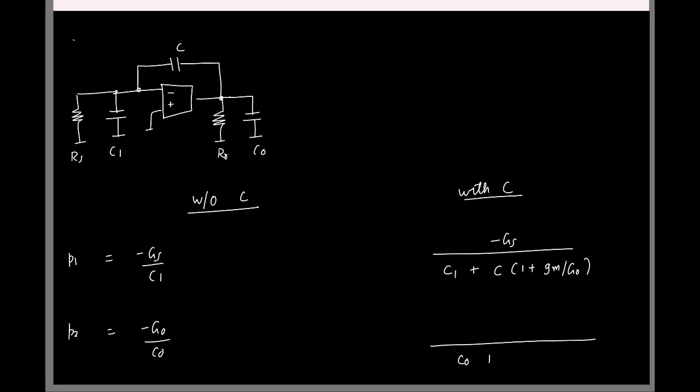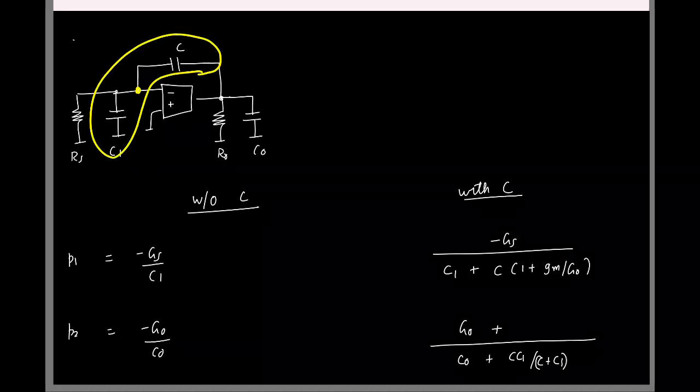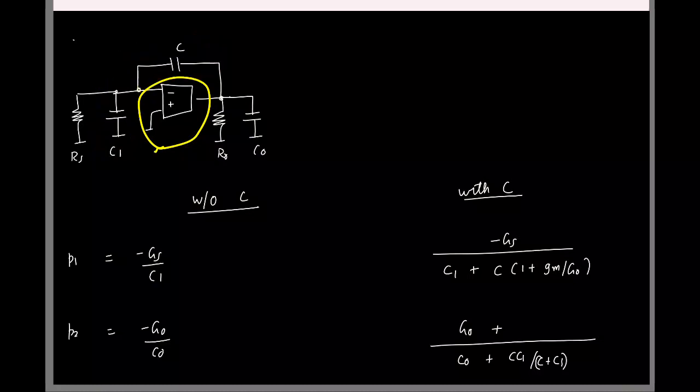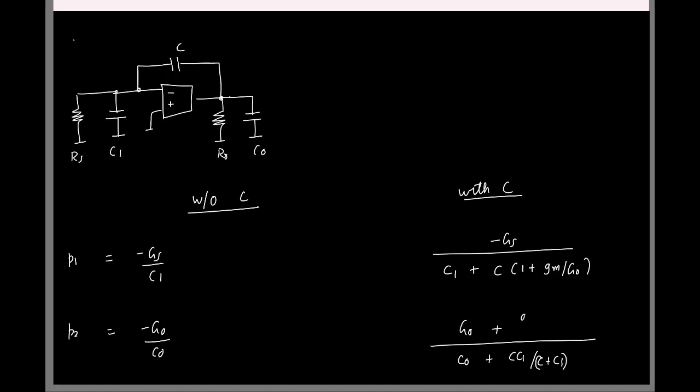So you have C0 plus C1 by C plus C1, and with respect to the conductance we have this G0, plus you also have a capacitive division between C and C1 that is contributing, and that factor times the GM will also sink in some real current. So that conductance is what? GM times C by C plus C1.